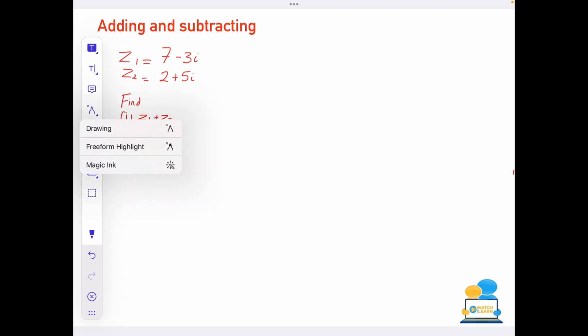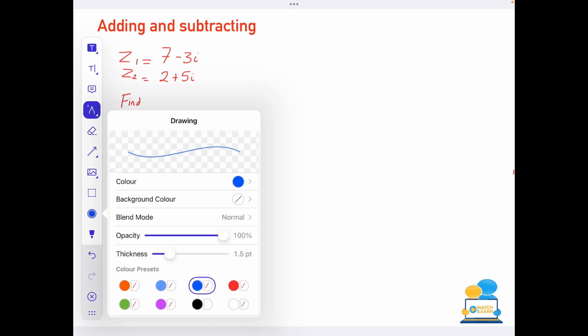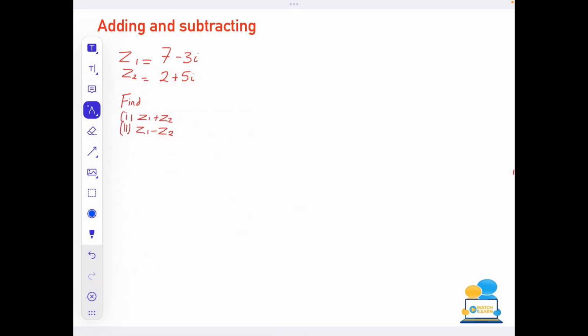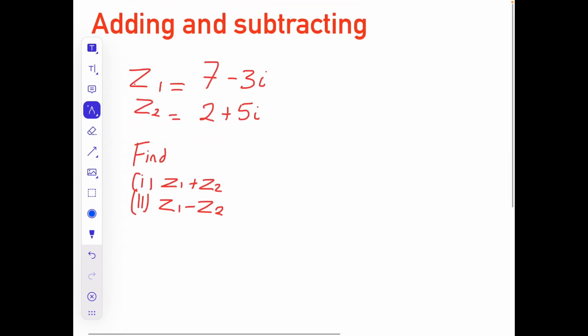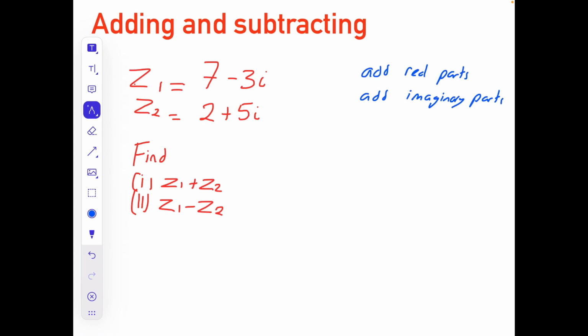So now what we're going to do is our adding and subtracting. Now, the good news is if your algebra is okay, you'll be absolutely fine with this. Okay, so I made up two random complex numbers here: 7 minus 3i and 2 plus 5i. And what we're going to do is add those together. Now, what you can do is add the real parts and add the imaginary parts, but you can't add them together.